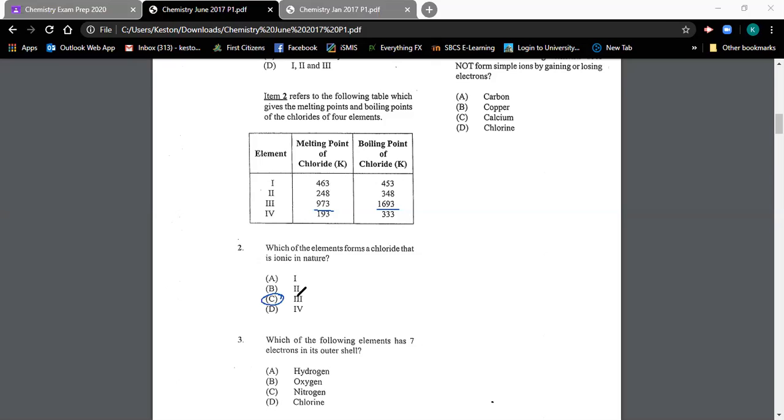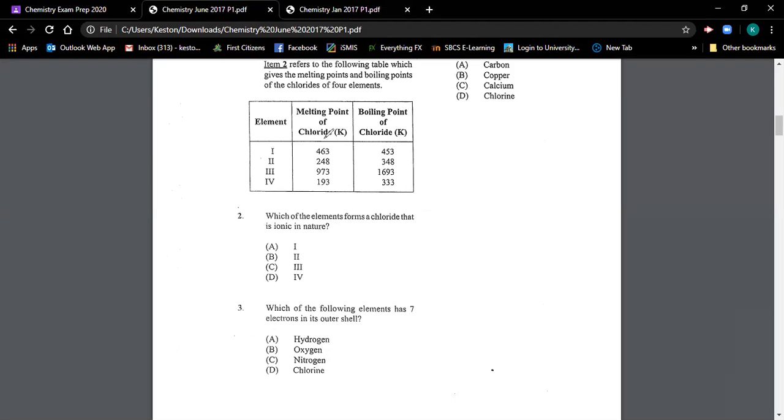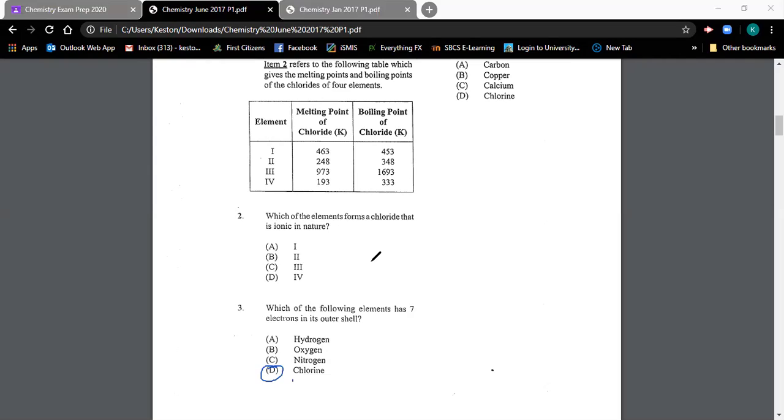Which of the following elements has 7 electrons on its outer shell? So you're looking for something that's a group 7 element that belongs to the halogens. Yes, very good. That would be D, chlorine, 7 electrons on the outer shell.